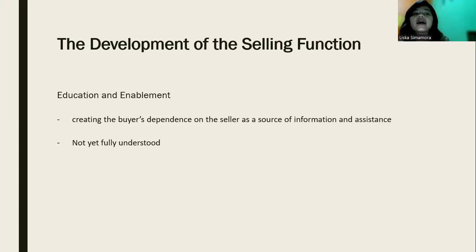So, the next development of selling function is education and enablement. Previously, the company didn't have to educate their customers, but now many companies will educate their customers by putting more valuable information in the packaging of their products. So here, creating the buyer's dependence on the seller as a source of information and assistance. But here, enablement is not yet fully understood.